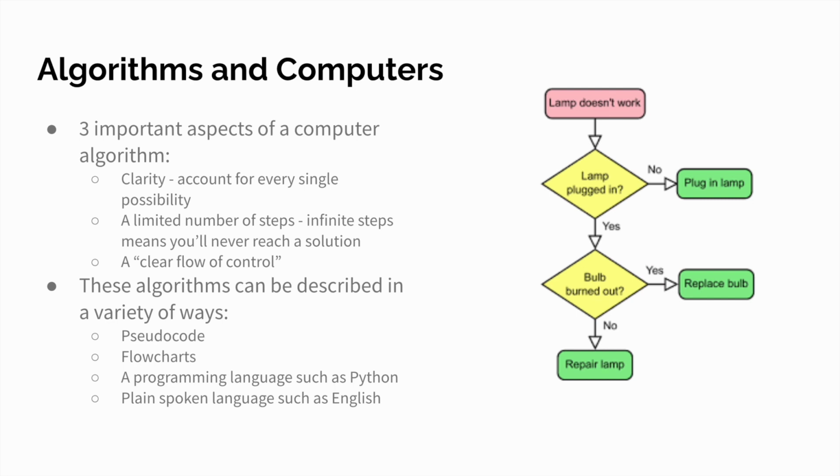But we can also write our algorithms, of course, in a programming language such as Python, which I'm sure you will have done before. And we can also just describe our algorithms in a plain spoken language such as English, for example, our cake recipe. See, it all comes together.